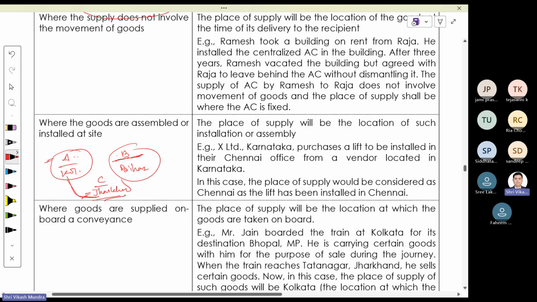In this situation, even though the transaction is between A and B, the goods are supposed to be installed at some place in Jharkhand, so the place of supply in this situation would be considered as Jharkhand. And accordingly, we are supposed to calculate our tax liability. Done.